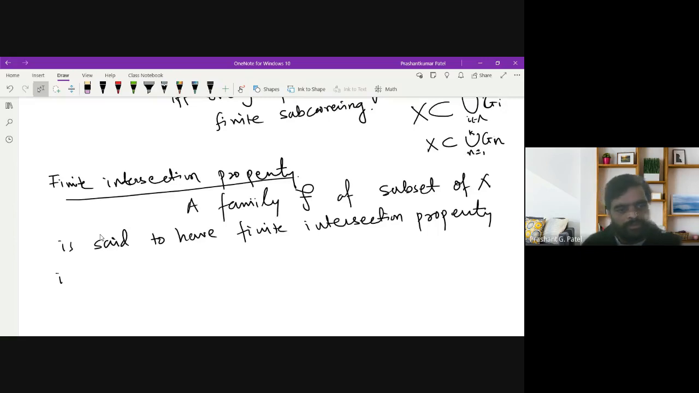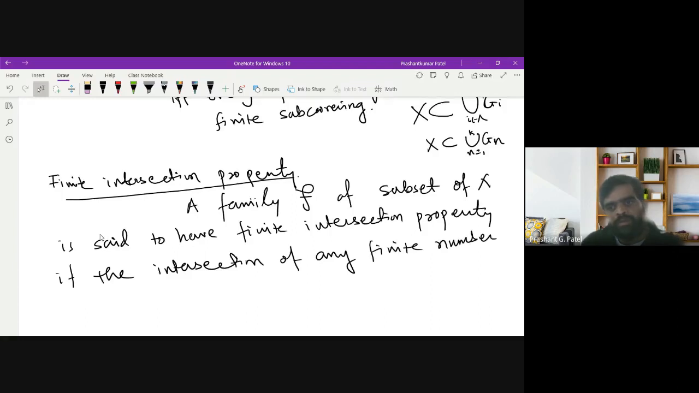if the intersection of any finite number of sets in script F is never empty.